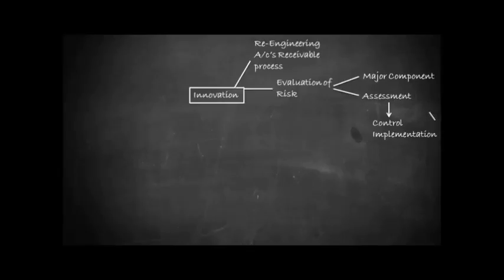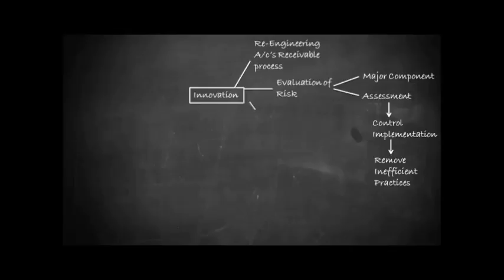Now let's move on to the next parameter or next factor in innovation, which is evaluation of risk. See, risk is the major component in debtors because unlike other current assets where there will be some tangible backup, in case of debtors we don't have tangible backup, we have to rely on the people, and if they don't pay, it's a huge risk. So the risk should be assessed properly and effective control should be created and implemented so that the inefficient practices are removed.